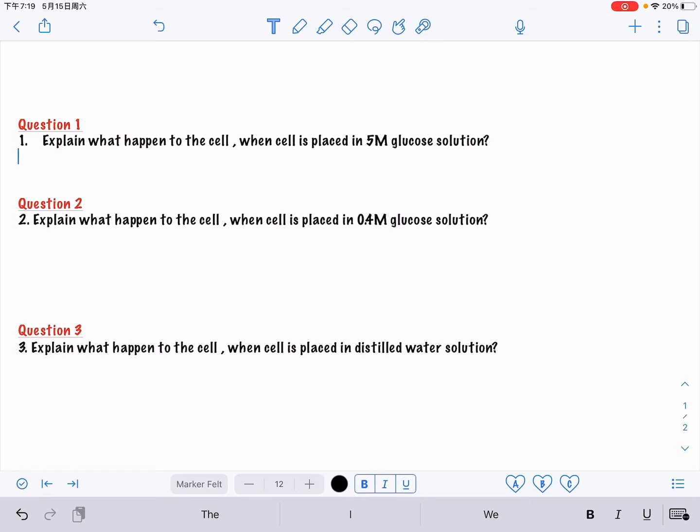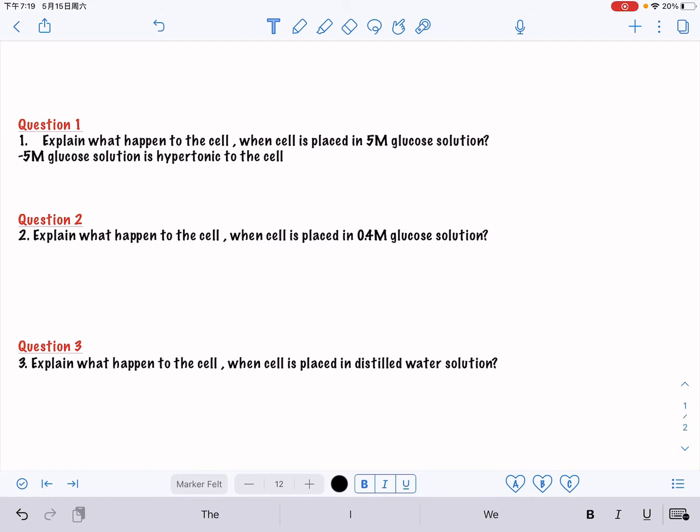We know that 5M glucose solution is hypertonic to the cell. When the cell is placed in hypertonic solution, the water will move out from the cell. Water moves out from the cell to the glucose solution along the concentration gradient.